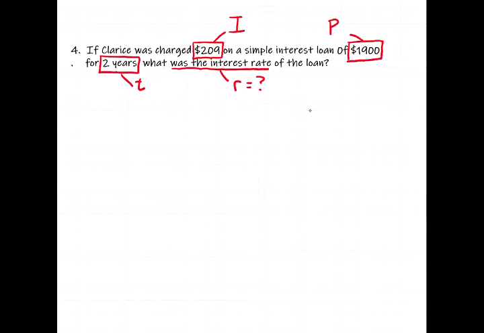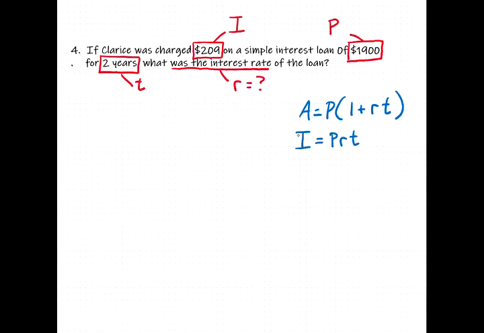Okay, so far we only have two formulas. A equals P times 1 plus RT. That's future value for simple interest. And we have a formula for dollar amount. I equals PRT, the dollar amount of simple interest.